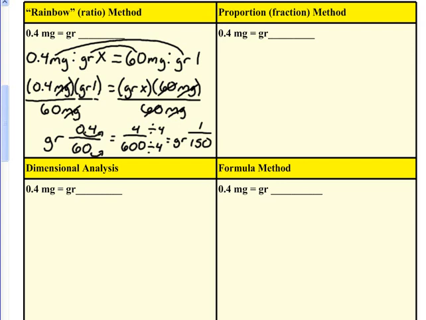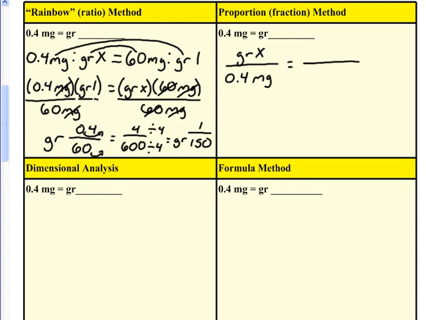Now let's do the same conversion using the proportion method. We're going to set up a proportion showing the relationship between our 0.4 milligrams and our unknown number of grains. We're going to say that grain X is going to go in our numerator, and we will put 0.4 milligrams in our denominator.